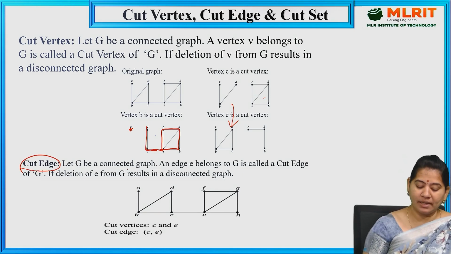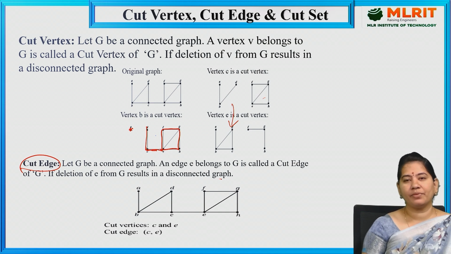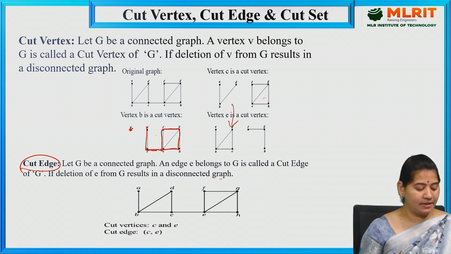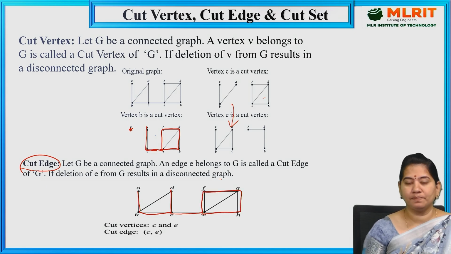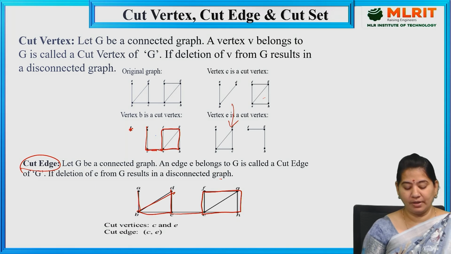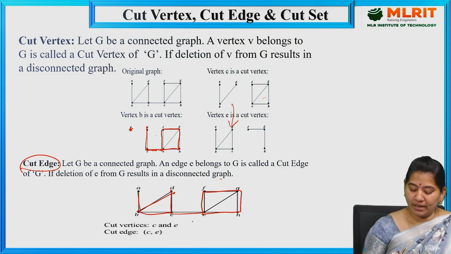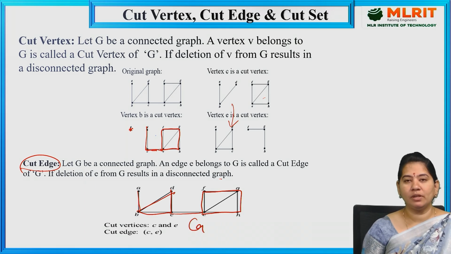So let G be a connected graph. An edge E belonging to G is called a cut edge of G if deletion of E from G results in a disconnected graph. Let us consider one figure where I have A, B, C, D, again C to E, E to F, F to G, G to H, H to E. Here I am representing the total graph with G, where it is called a connected graph.